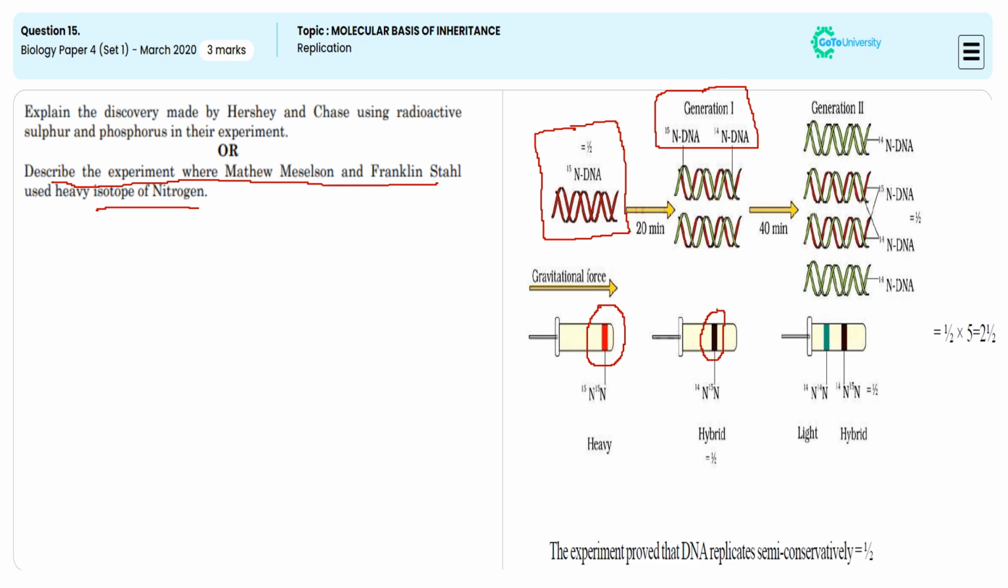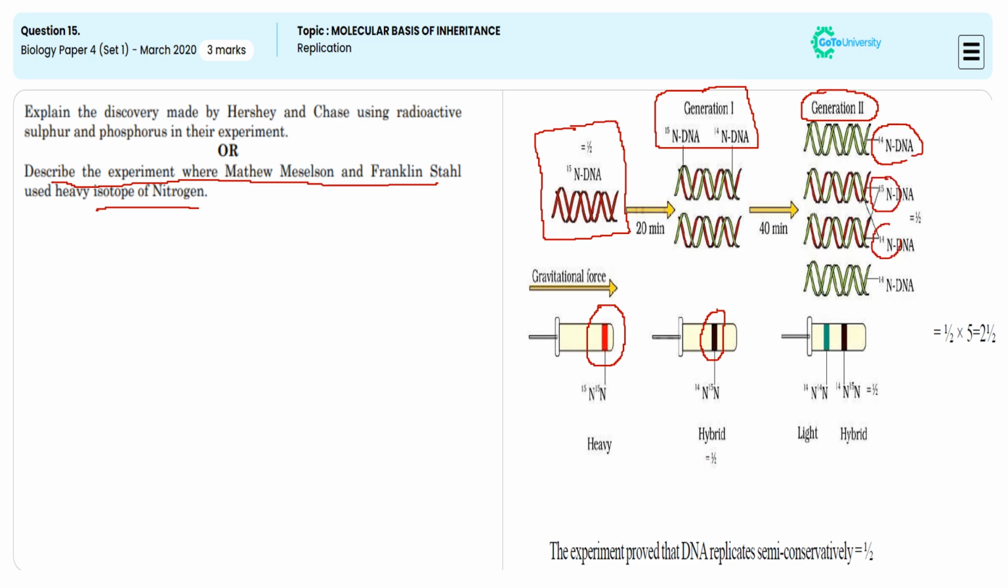And we are making the E. coli to grow in the second generation in the 14N nitrogen isotope alone. When we are growing, the E. coli is making 2 types of DNA. One DNA is having only 14N, the other DNA is having both 14N and 15N.